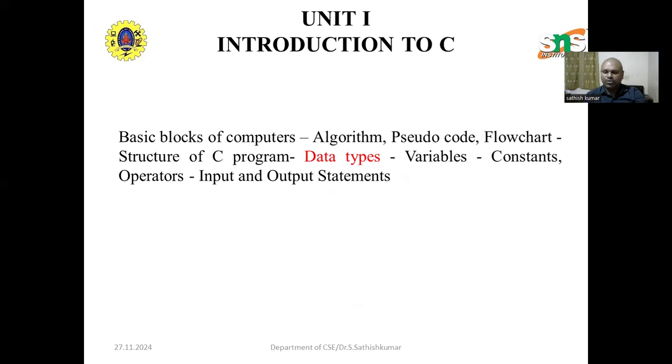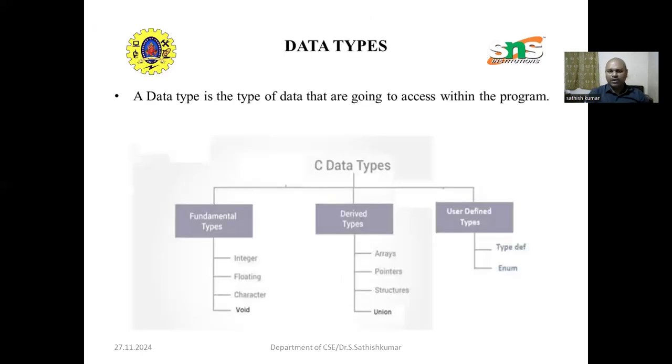Whenever we are working with LeetCode, that is a programming language, so we need to know about data types. What are the types of data? We have different types of data: fundamental data types, derived types, and user-defined types. In the fundamental types, we have integer, floating, character, and void. The derived types are arrays, pointers, structures, and unions, and the user-defined types are typedef and enum.